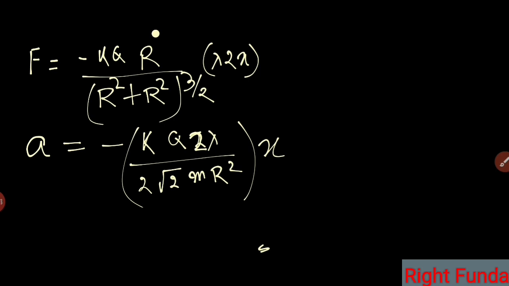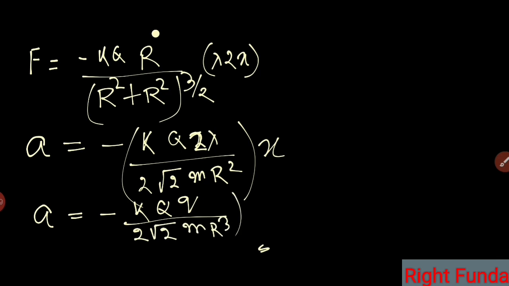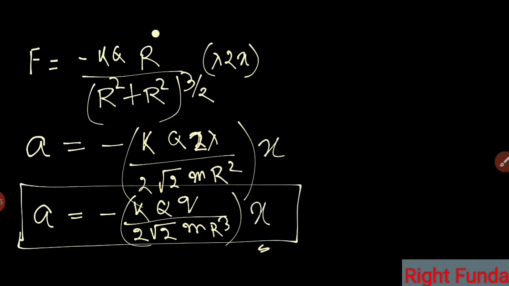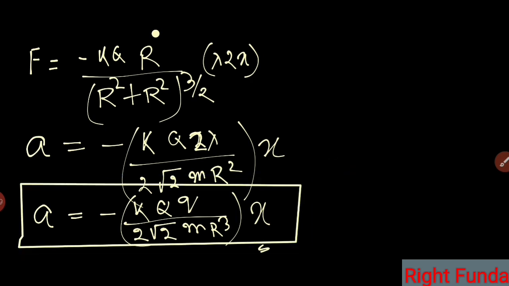If we substitute this value, then the acceleration will come out equal to minus KQQ, with lambda equal to Q by 2R, so 2 root 2 m R cube into x. So we saw that the acceleration of the rod is proportional to x with a negative sign.